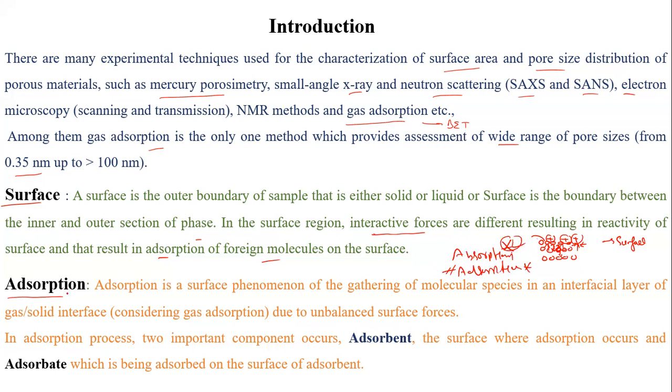Okay. So adsorption is what? It is the surface phenomenon of the gathering of molecular species in an interfacial layer, whether it is a gas or solid interface. For example, it is the adsorption of gases in BET due to unbalanced surface force. So due to this unbalanced surface force available on the outer surfaces, some gas molecules, if we see in this BET concept, get adsorbed on the surface of the solid material.